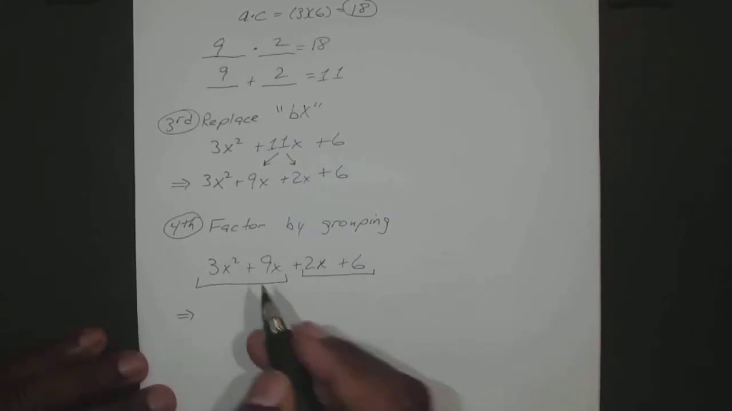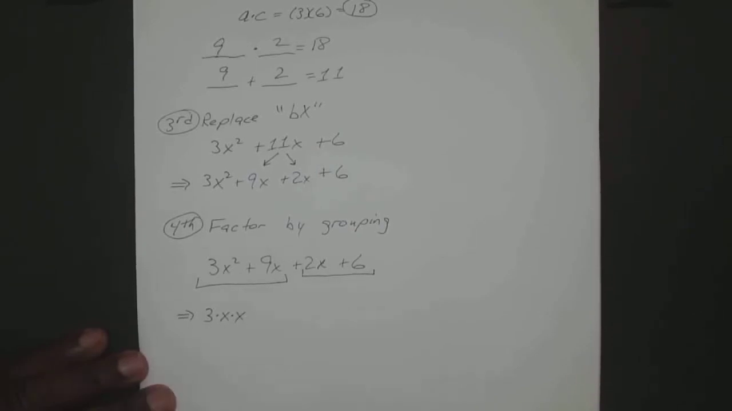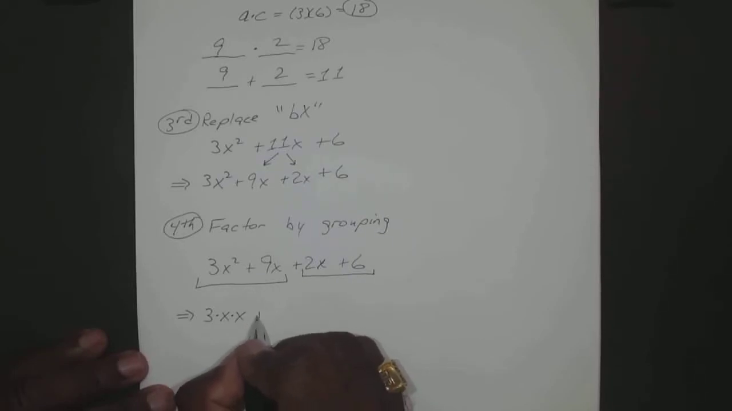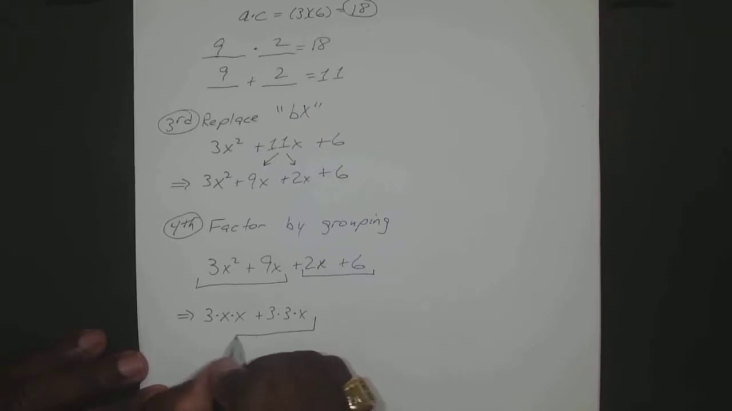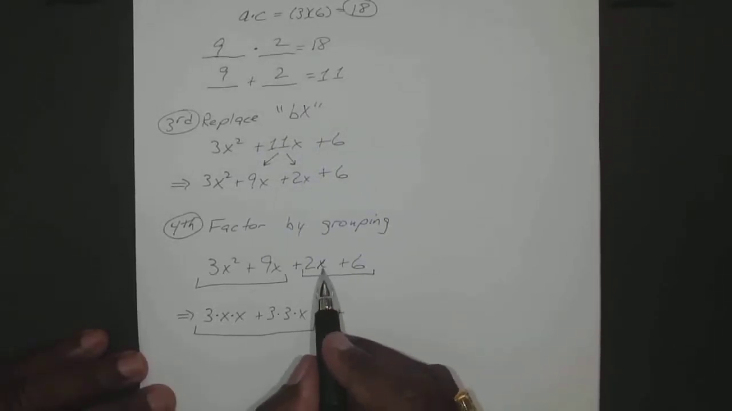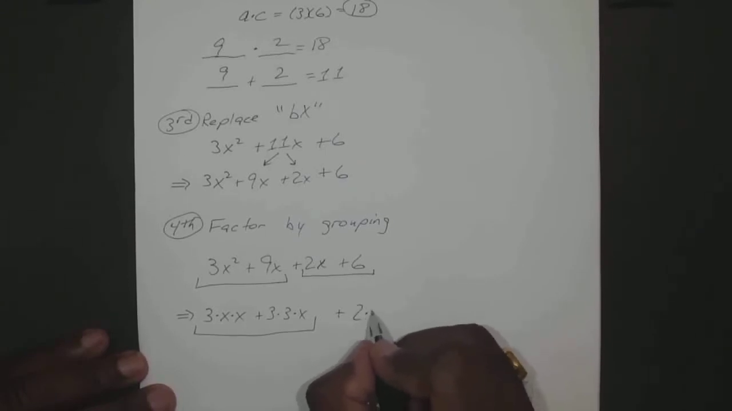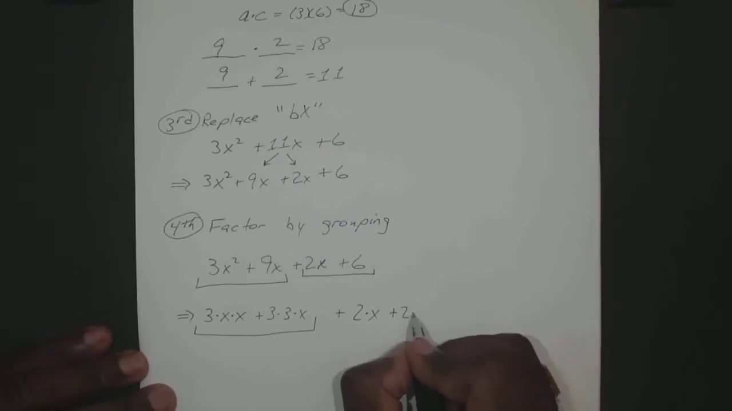Okay, so 3x squared, we could just make that 3 times x, plus 9x, that 9, we can make that 3 times 3. So the first group, we broke that down a little bit. Plus 2x, we can make that 2 times x. 6, we can make that 2 times 3.